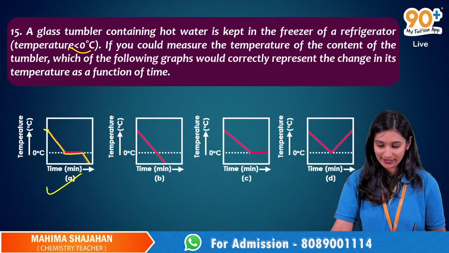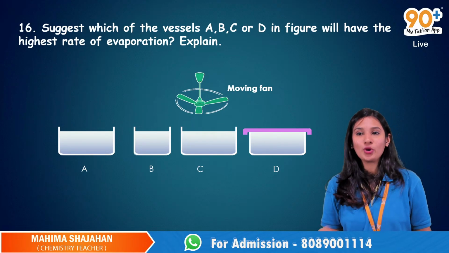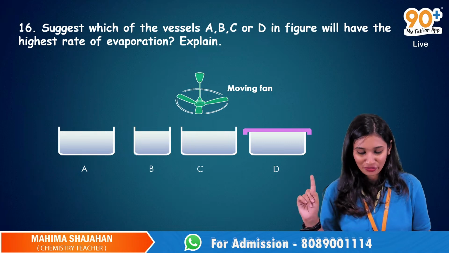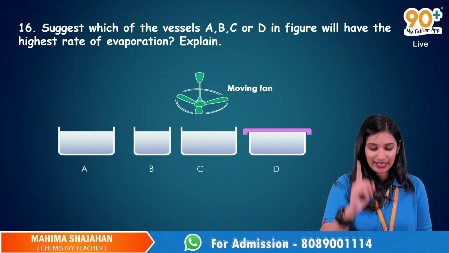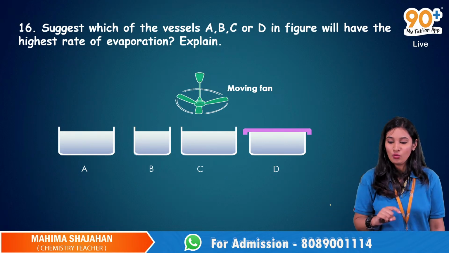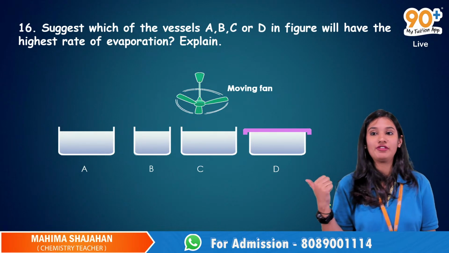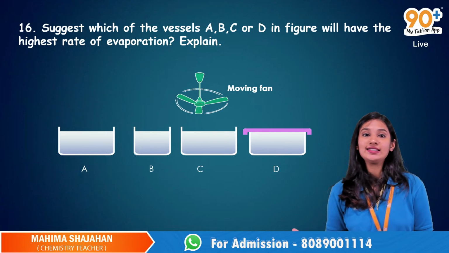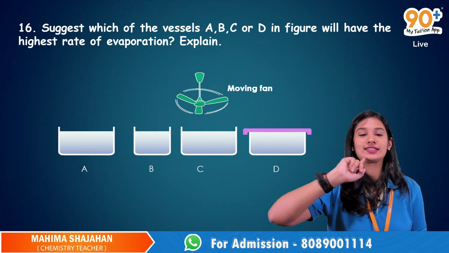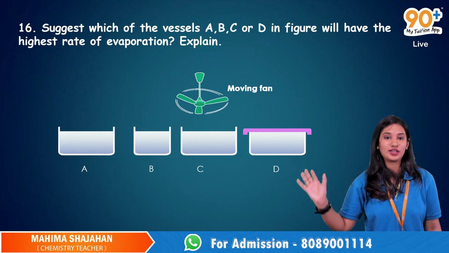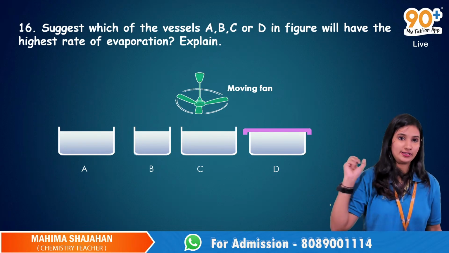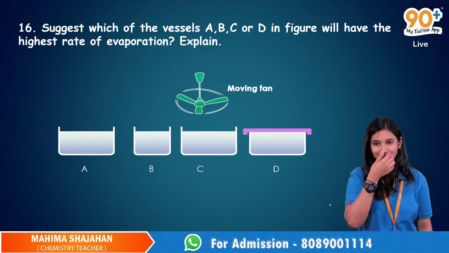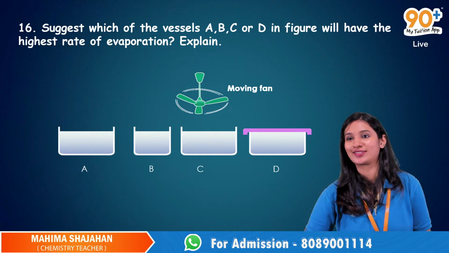All right, yes. Let's see the next question. We have two more questions. Suggest which of the vessels A, B, C or D in the figure will have the highest rate of evaporation. Explain. Which one will evaporate fastest? Is it option A, B, C or D? Which vessel evaporates faster? Let me see the answers.